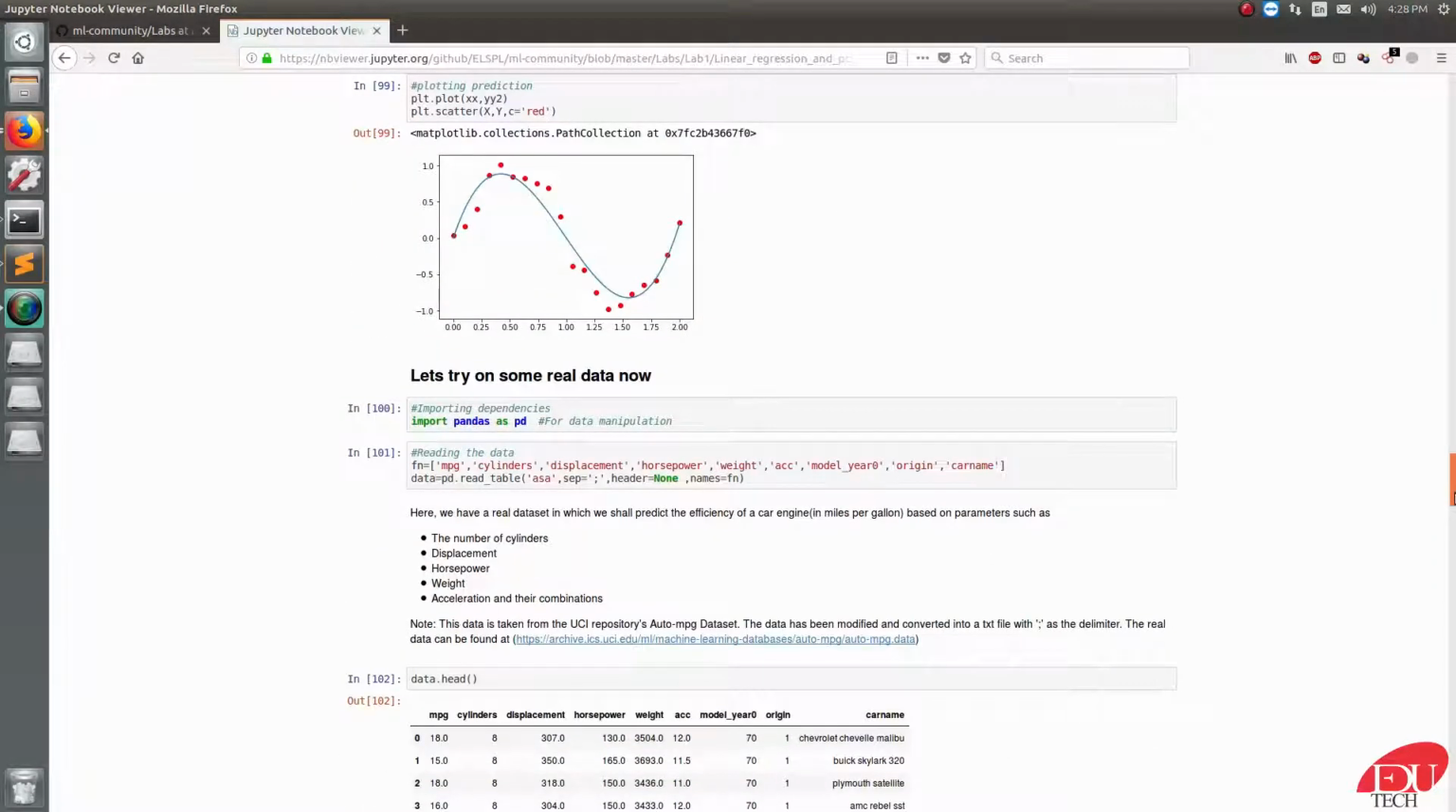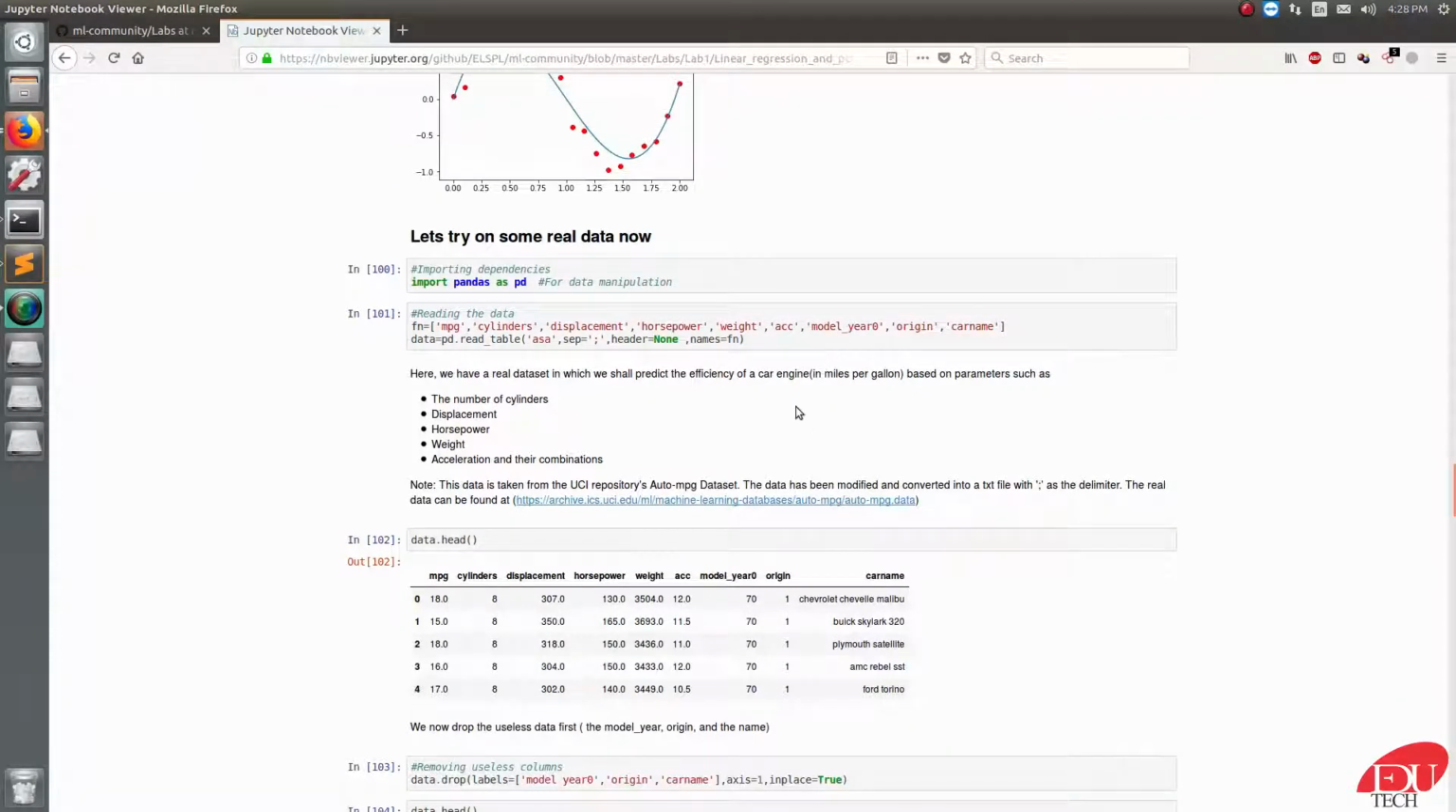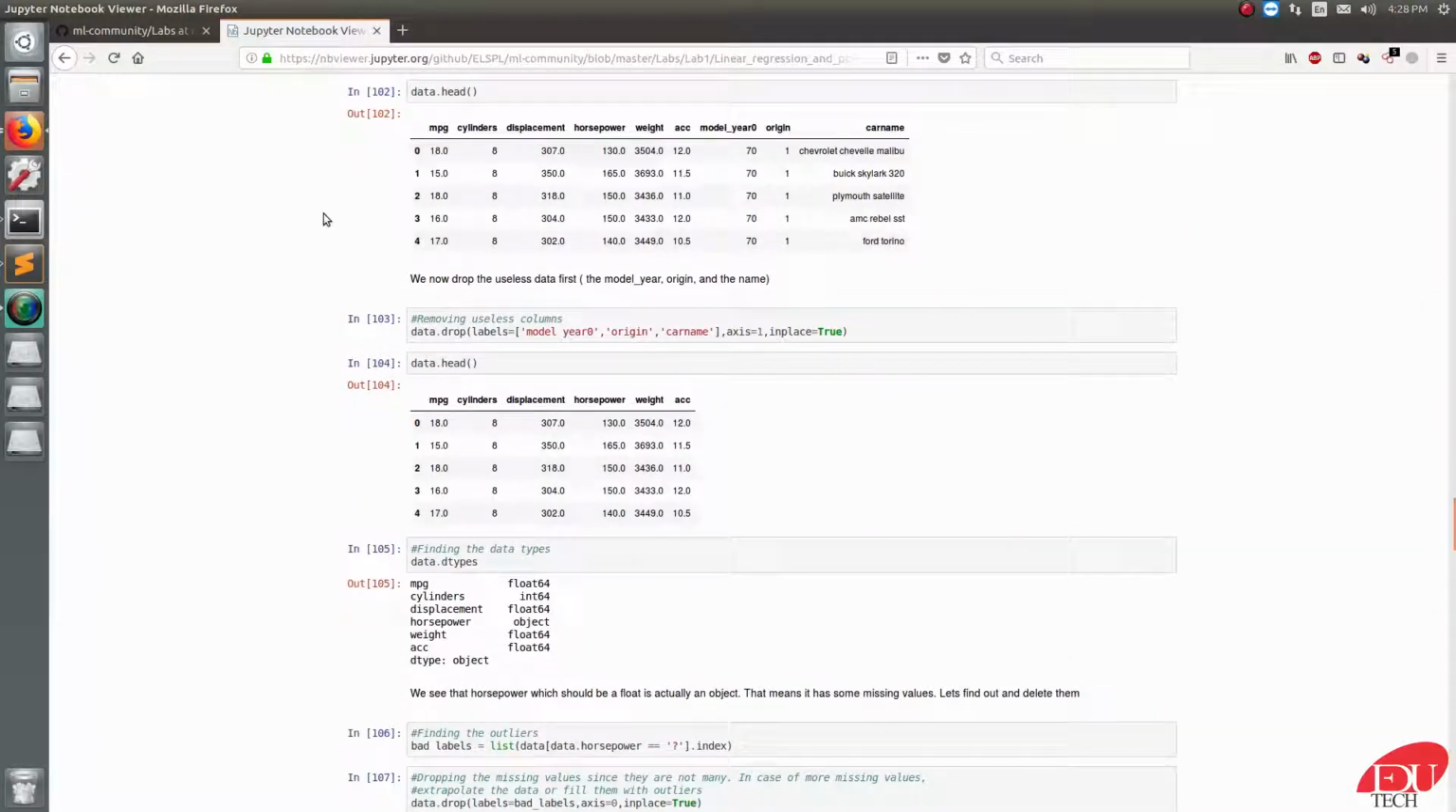And then we have some real data. This is taken from the UCI repository, the auto mpg dataset. So yeah, this link can be found here. The data looks something like this. So we need to predict the miles per gallon of a particular car given its cylinders, displacement, horsepower, weight, acceleration, etc.